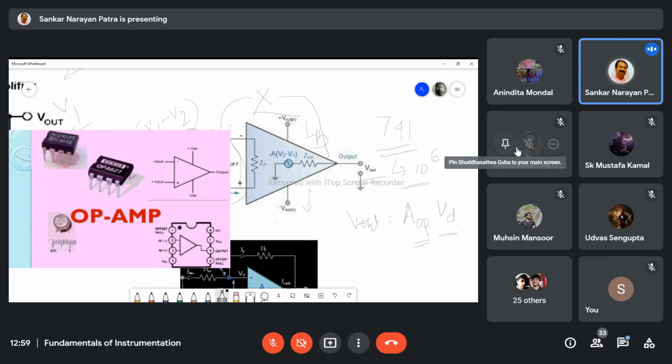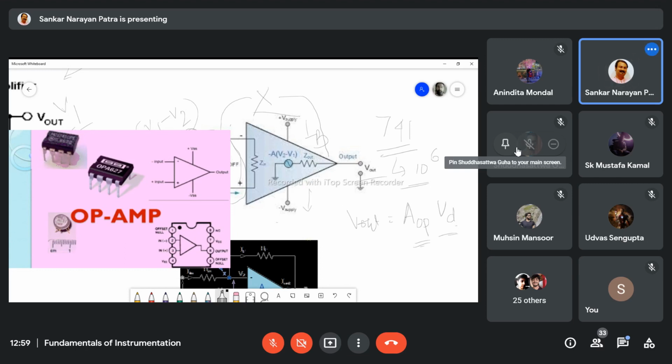Similarly, here that op amp will have a general IC number, that is 741. Some op amps also have a defined IC number. The number of the op amp will be defined there. It is made of a particular family of IC.